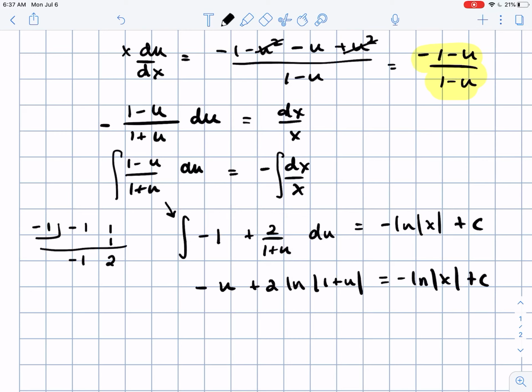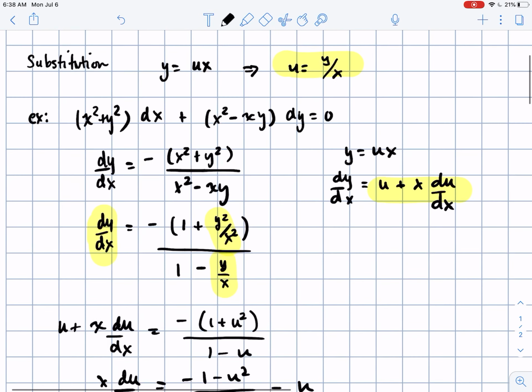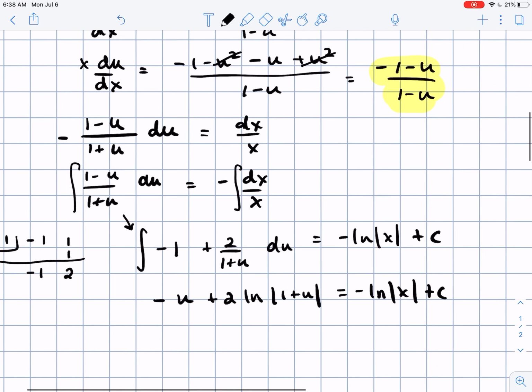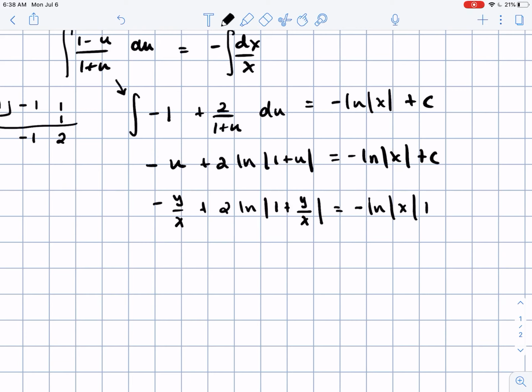All right, so then from there, we could now substitute back what we made our u. So in the beginning, if you go back up top, right, you could see that u was equal to y over x, so we could plug that back into our equation. So I have -y over x plus 2 ln 1 plus y over x equals -ln x plus c.